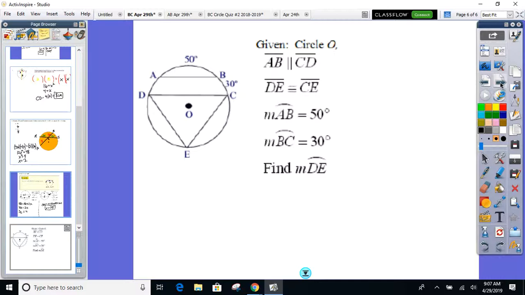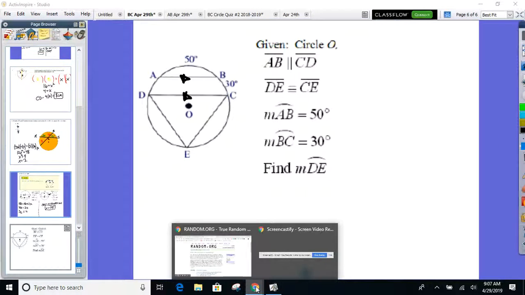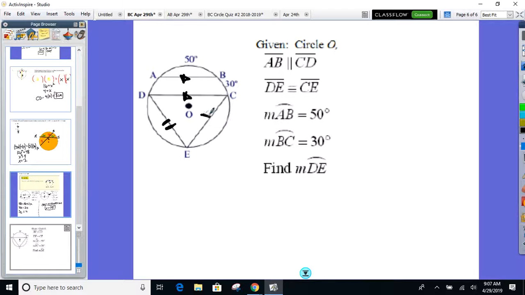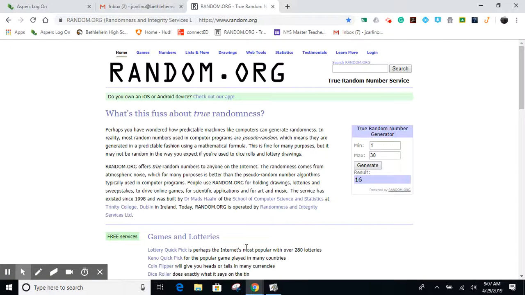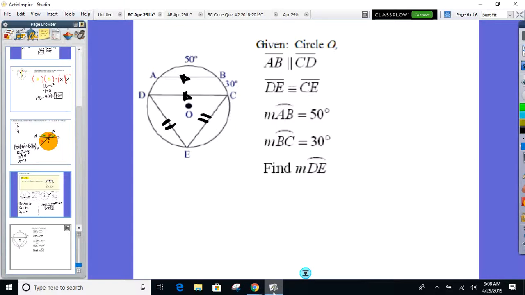Ooh, how about this one? I don't know if anybody got nervous with this one. Ooh, we're going to need a stud here. 13. Okay, anyway. If those two chords are parallel, what two arcs are congruent? Okay, so I got 30 and 30. I got a 50 here, and I'm looking for DE here.